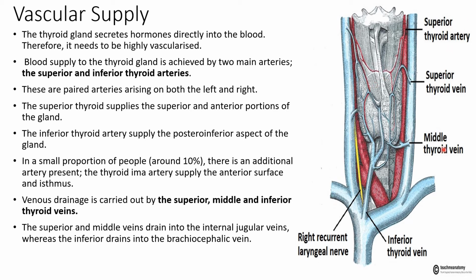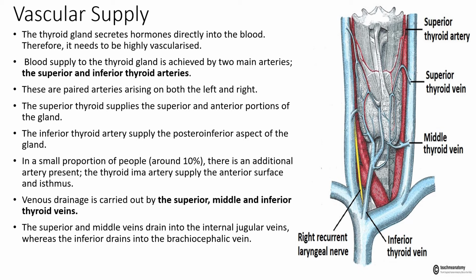Superior thyroid vein, middle thyroid vein. These two veins empty into the internal jugular vein. This is the internal jugular vein. Here you can see the inferior thyroid vein, which empties into the brachiocephalic vein. This is the brachiocephalic vein. And this is the recurrent laryngeal nerve, which passes very closely to the larynx through the side of the thyroid gland.